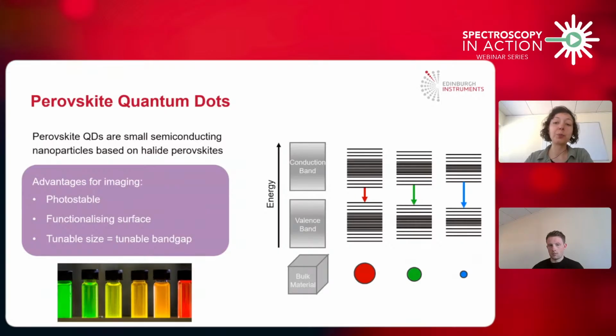Today, we're going to show you how to perform this characterization on perovskite quantum dots. These are promising new materials. They are small semiconducting nanoparticles, and they have many, many applications beyond bioimaging. But when it comes to imaging, they have the advantage of being very photostable, so they don't degrade when you excite them with light. And you can functionalize their surface with ligands that are going to bind to specific targets. And the greatest advantage, and why people are doing so much research into them, is the possibility to tune their excitation and emission wavelengths by changing their size. This is due to the quantum confinement effect. We have a schematic here on the right.